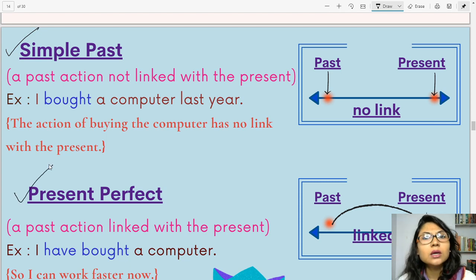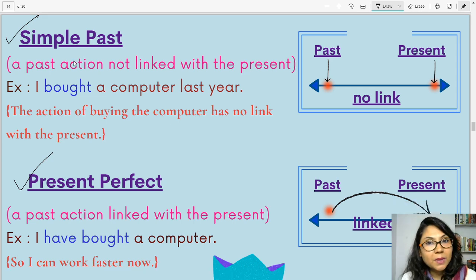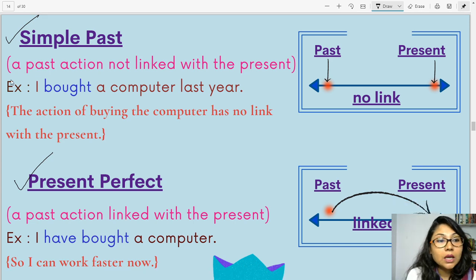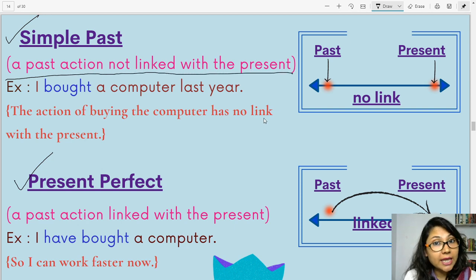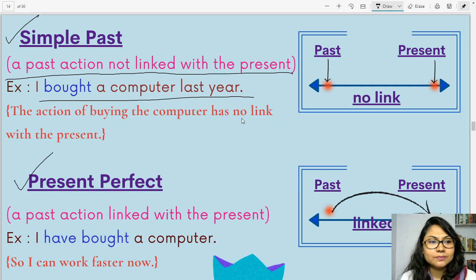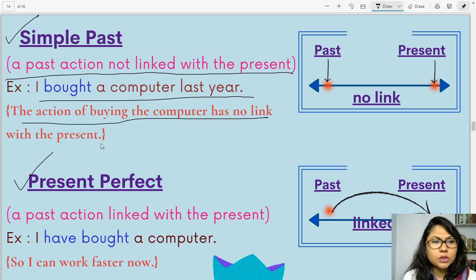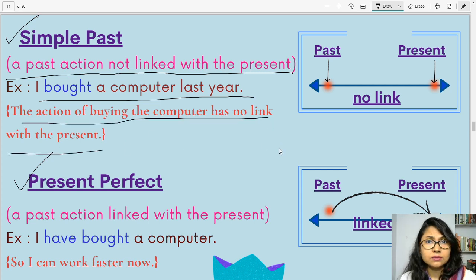So, simple past and present perfect. The difference? Let's analyze it with examples and timelines. What is simple past? I have already explained. A past action not linked with the present. So, I bought a computer last year. The action of buying the computer has no link with the present. Okay, let's see here. Past, I bought a computer. Present, okay, so I bought a computer last year. I'm just saying it. There isn't any link over here.